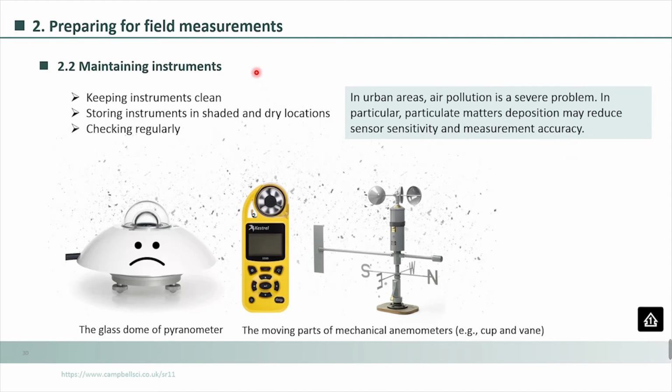Keeping your instrument clean is very important because the dust and the particles in the air may reduce the sensor sensitivity and measurement accuracy. So for example, if there's some dust on the glass dome of a pyranometer, it will affect the measured solar radiation. And the dust and the particles in the air will also damage the moving parts of mechanical anemometers. It will damage their cap or their vane, so you need to be careful. And the other point is you need to store your instrument in shaded and dry locations and check them regularly.